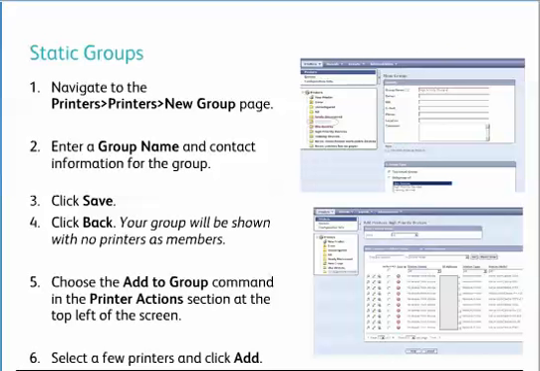Navigate to the Printer's New Group page. Enter a group name and contact information for the group. Click Save, then Back. Your group will be shown with no printers as members. Choose the Add to Group command in the Printer Actions section at the top left of the screen. Select a few printers and click Add.